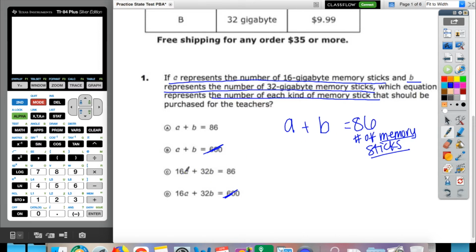Your other answer choice has 16 and 32 in it. But again, 16 and 32, those are the gigabytes. I can't take gigabytes plus gigabytes and equal memory sticks. It has to be memory sticks plus memory sticks equals memory sticks. Whatever's in your equation has to equal the total. So it's got to be A.